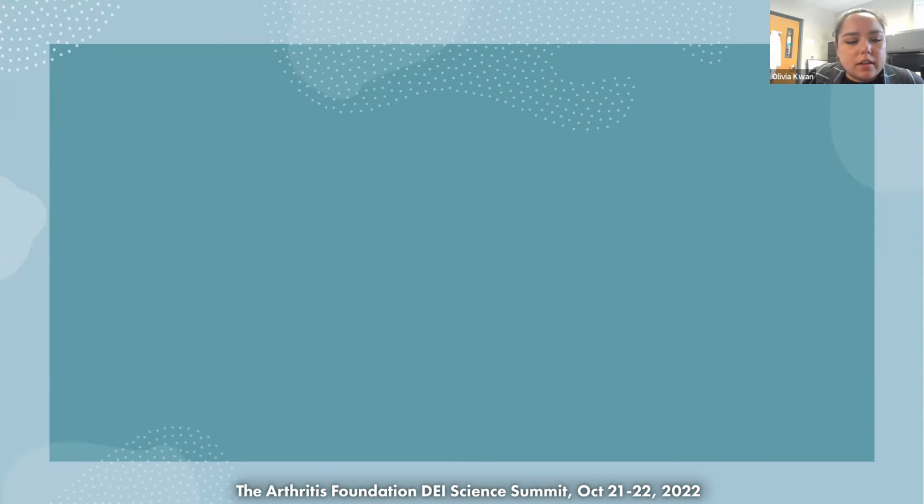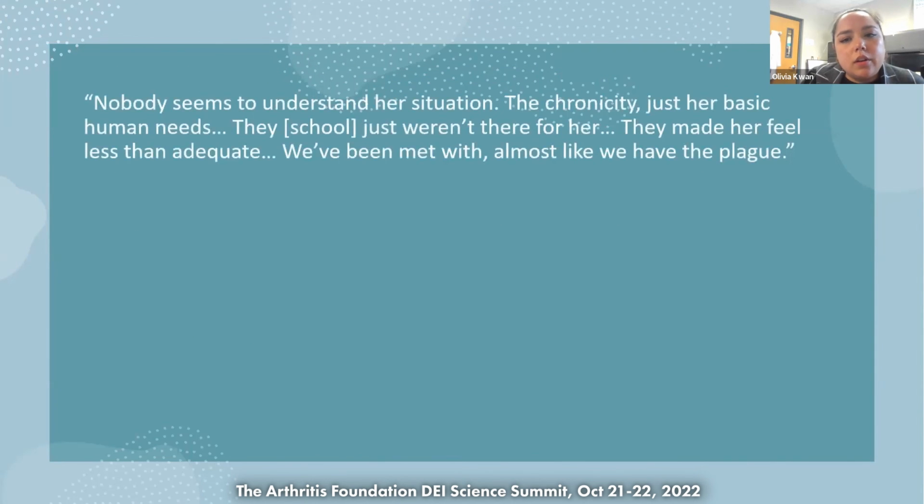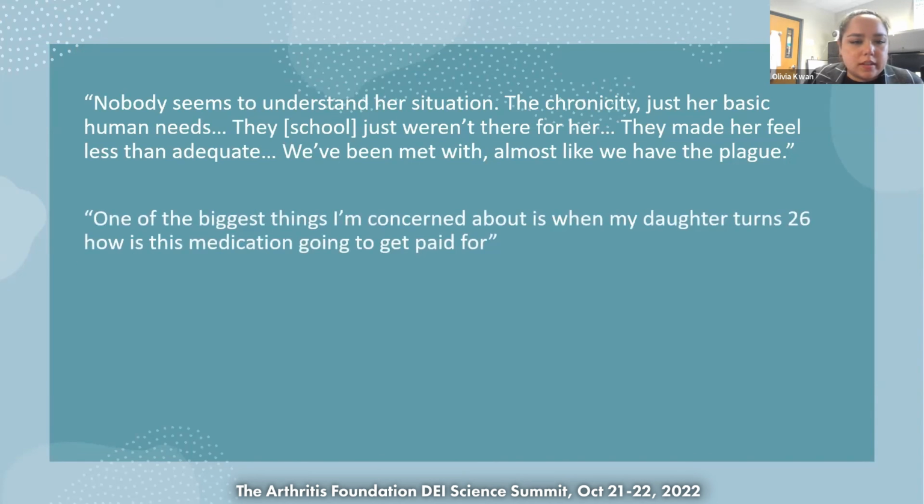Some quotations from our parents. "Nobody seems to understand her situation, the chronicity, just her basic human needs. They, meaning the school, just weren't there for her. They made her feel less than adequate. We've been met with almost like we have a plague." And then another parent said, "One of the biggest things I'm concerned about is when my daughter turns 26, how is this medication going to get paid for?"